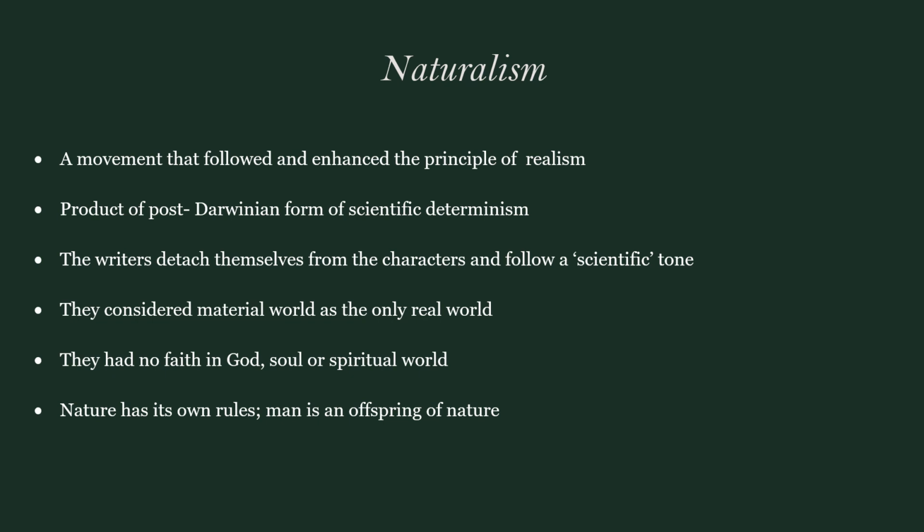Darwin's work, Origin of Species, came out in the year 1859. This naturalism movement actually followed Darwin's theory. So it is a product of the post-Darwinian form of scientific determinism. What is scientific determinism? They believe that every event in nature has a cause for its occurrence.